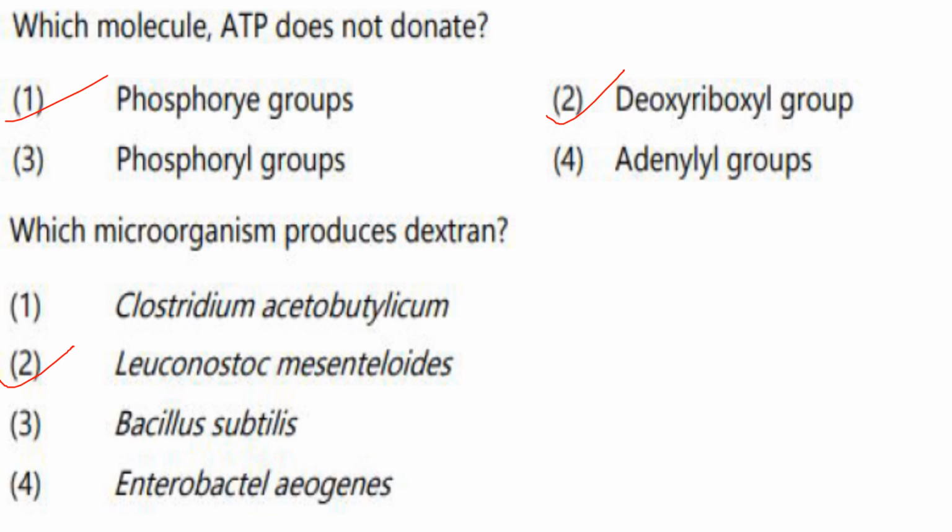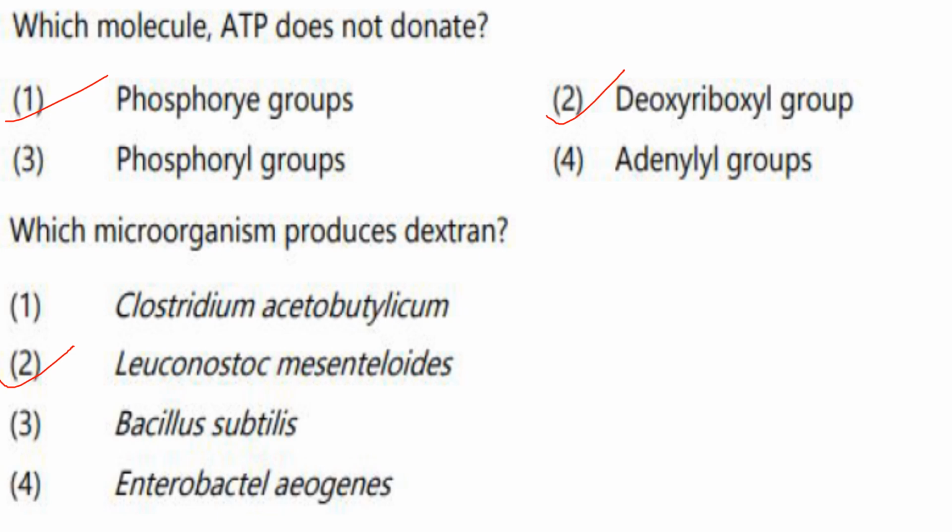So which does not donate, they have asked. 1 also is correct, but 2 is more correct. Deoxyribosyl group is more correct. Phosphoride groups, it is not present. Phosphoryl groups and adenyl groups ATP donates.